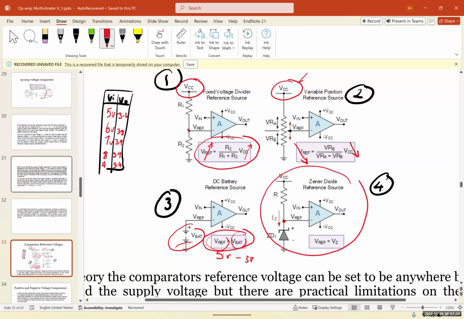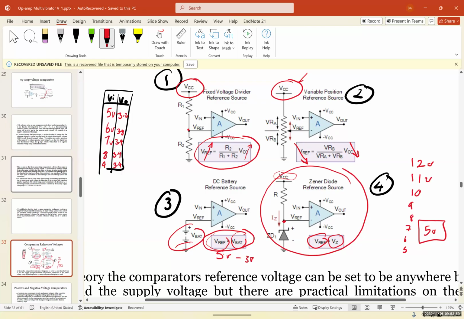But in number 4, the reference voltage is actually related to VZ. So it's independent from the battery. Usually this VZ is a couple of volts lower than VCC. So imagine your VCC is like 12 volts and your VZ is like 5 volts. If your voltage drops to 11, 10, 9, 8, 7, 6, even 5 volts, the reference will be fixed at 5 volts. And usually it's much lower than the VCC.